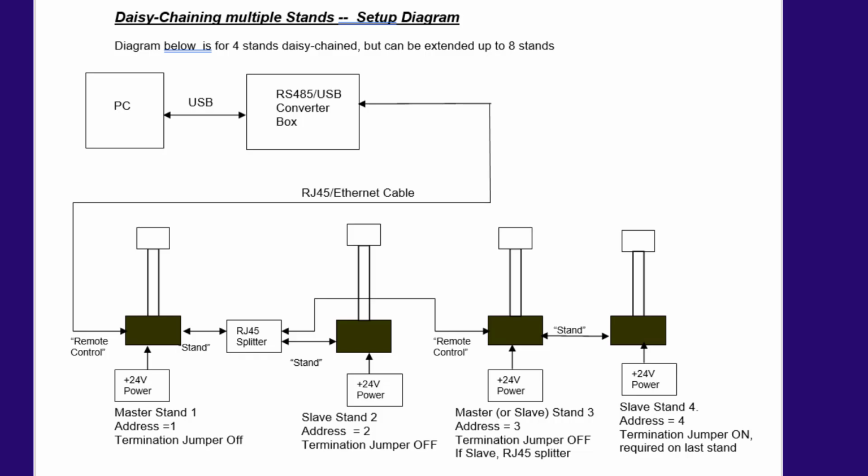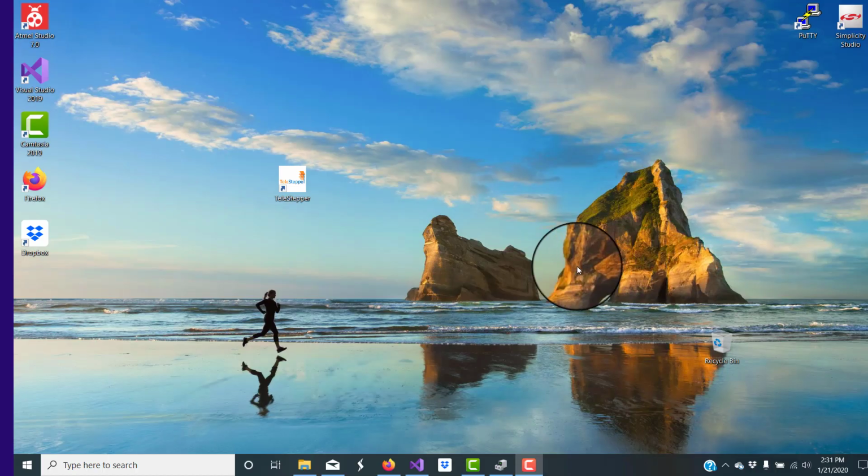You can daisy chain up to 8 stands. They must be cabled according to this diagram that can be found in the software user manual or the TeleStepper user guides. For the purposes of this video, we will daisy chain 4 stands.